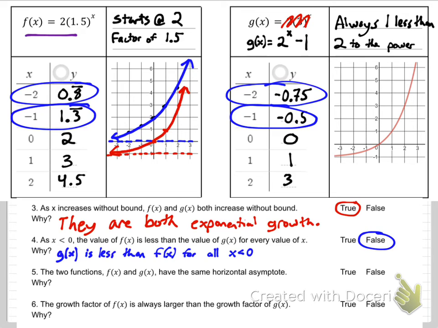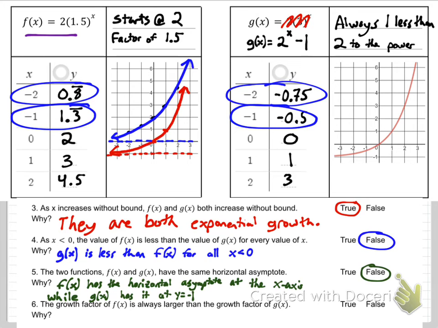The two functions f of x and g of x have the same horizontal asymptote. Well, remember, a horizontal asymptote is the number that you get closer to, but never touch. And you notice I drew them on both graphs, and they are not the same thing. So f of x has a horizontal asymptote of the x-axis, while g of x has a horizontal asymptote at y equals negative 1. That makes that statement false.